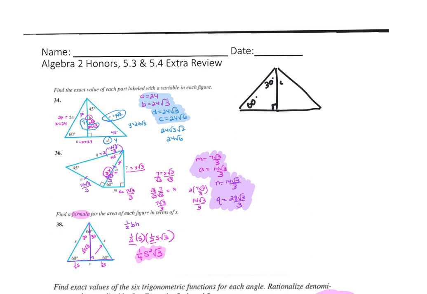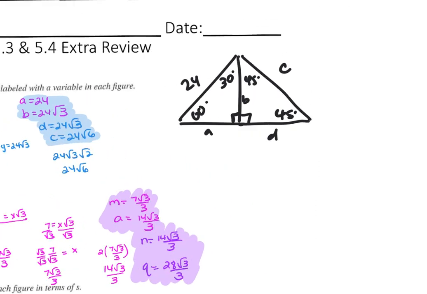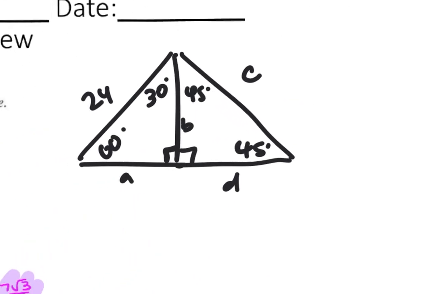Should have just opened it blank. This has both special right triangles in it. This is A, D, 24, C, B. Okay. It has both special right triangles in it. You want to start with the one that obviously gives you a length.